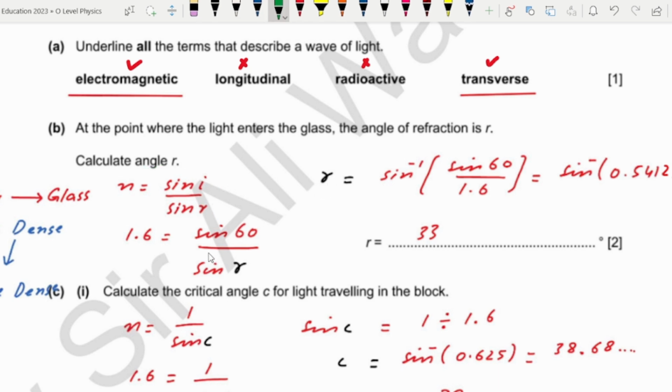So the angle of incidence was 60. The value of n, refractive index, is 1.6. You divide these two, then you take sine inverse, because you need to find the value of r, not sine r, so you need to get rid of sine.